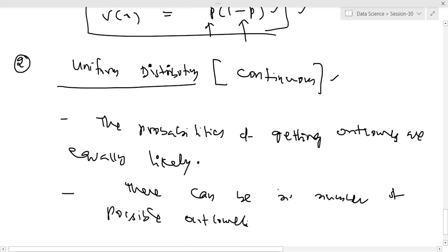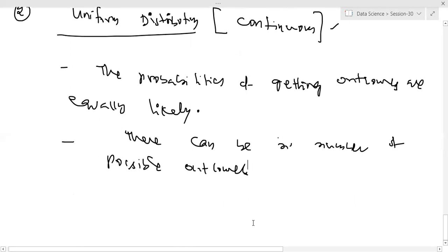Now, I'm talking about the continuous probability distribution function. Whether it is probability mass or probability density? Probability density function. Now just observe here, f of x equals 1 by b minus a.